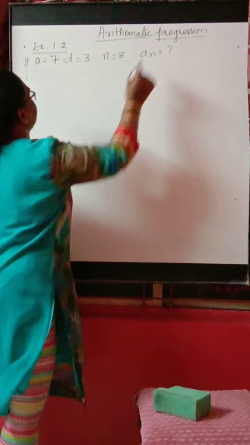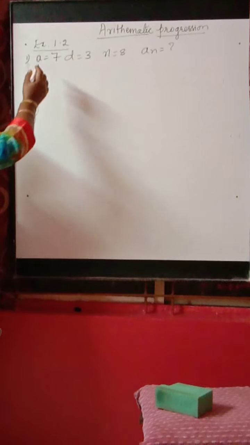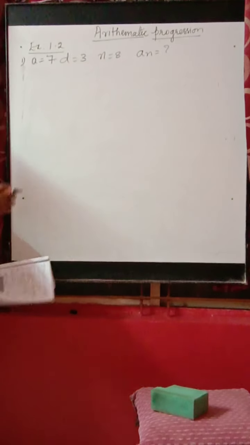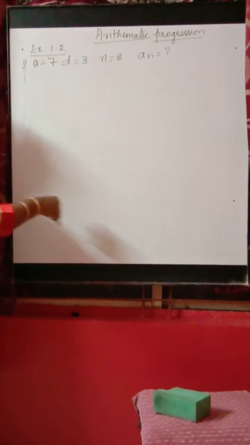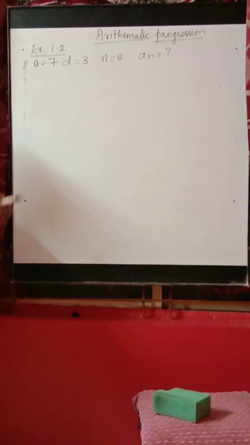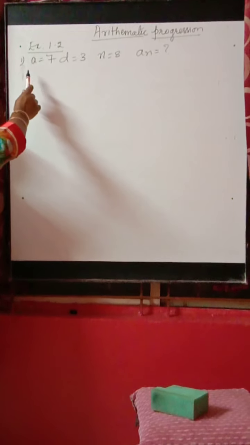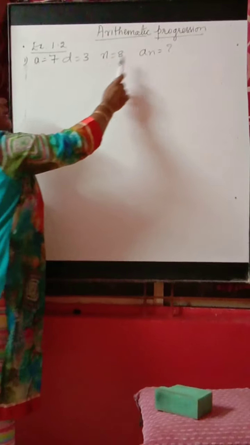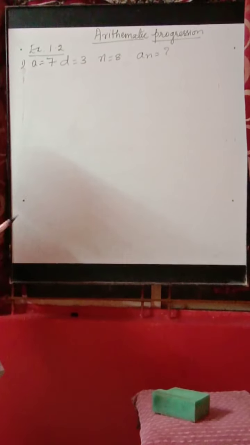So, in this lesson, today we are going to take up exercise 1.2. In exercise 1.2, they have given a table. In that table, you have 4 columns. They have given the values A, D, N and AN. These are the 4 columns they have given.